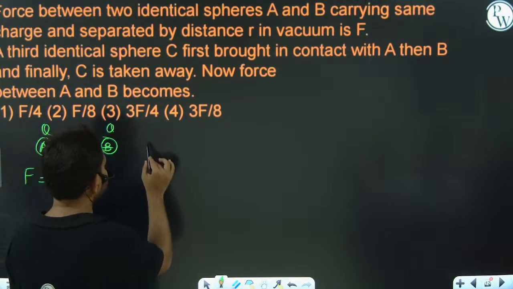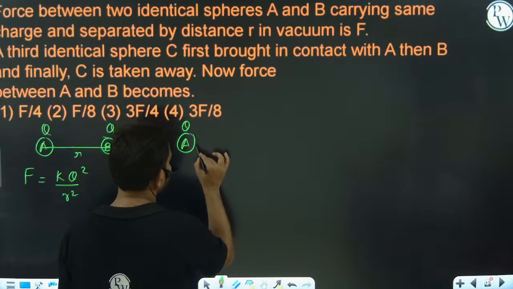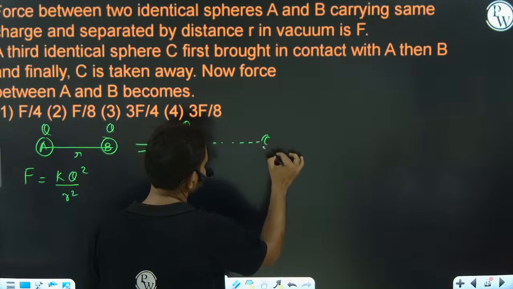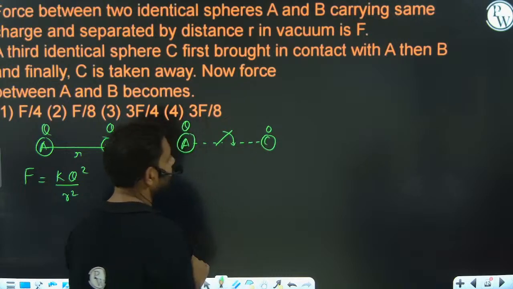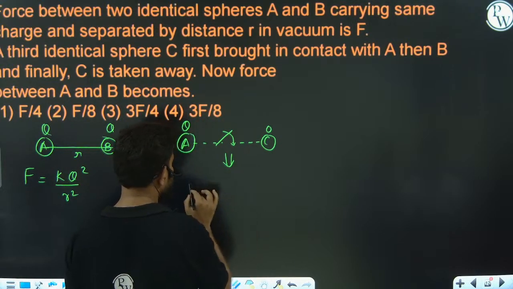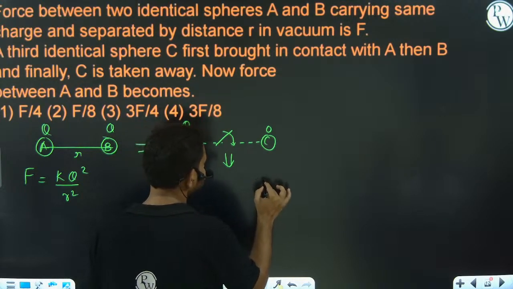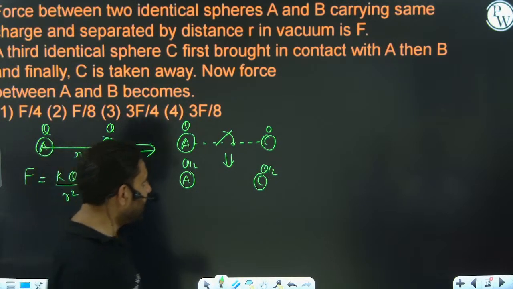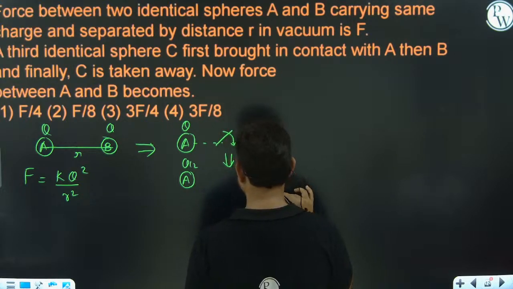Now this A, which has the charge Q, is connected with C, which has charge 0. As soon as it is connected, the charge is redistributed. When the charge is redistributed, A has charge Q by 2 and C has charge Q by 2. Correct? Now again, C is touched with B.